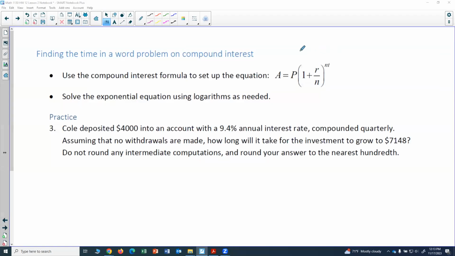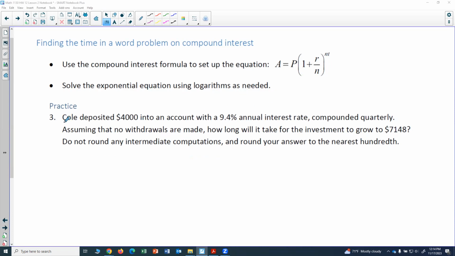In this video, we'll look at solving some exponential equations that arise from compound interest. First, we'll look at finding the time in a word problem on compound interest. So remember that on your formula sheet, you have the compound interest formulas. When you have compounded n times per year, your formula is A equals P times the quantity 1 plus r over n, quantity to the nt power. You'll solve the exponential equation using logarithms if needed.